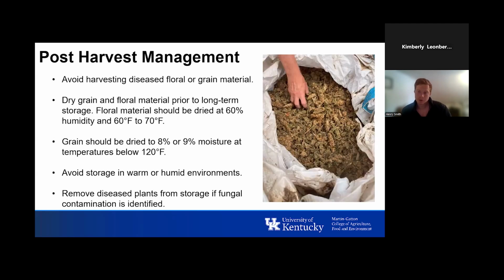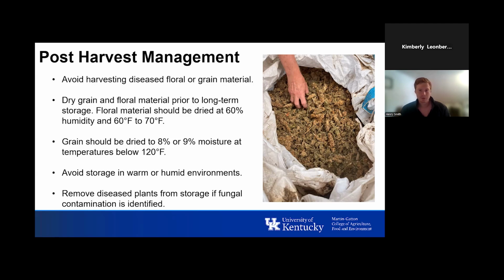And then also post-harvest management. So these causal Fusarium species can continue to colonize and grow on the floral tissues or grain post-harvest. So you really want to avoid harvesting diseased floral grain material to start. And also you want to make sure you dry it down really good before you put it into these big canvas storage sacks like you see on the image on the right, or you put your grain into storage.